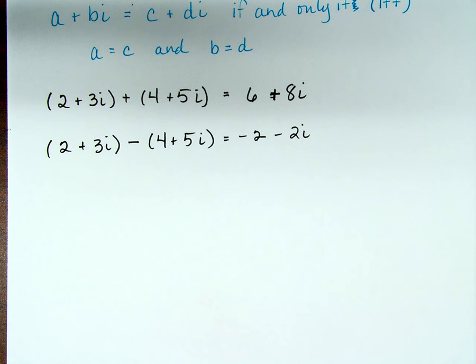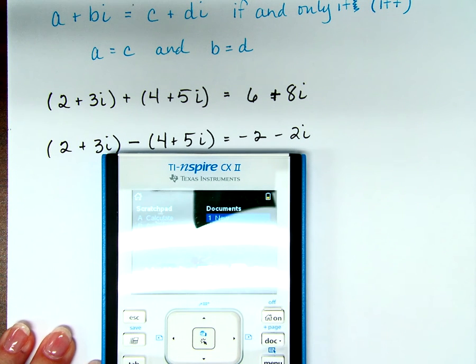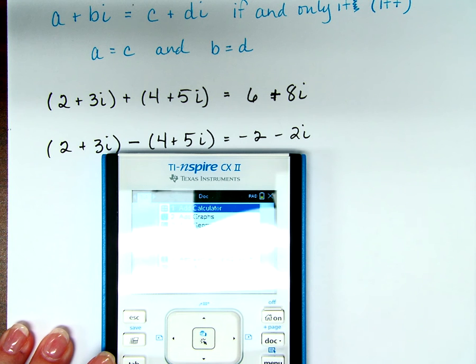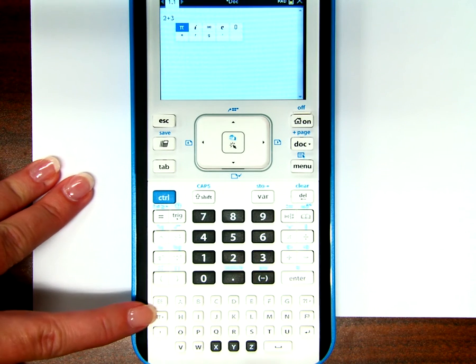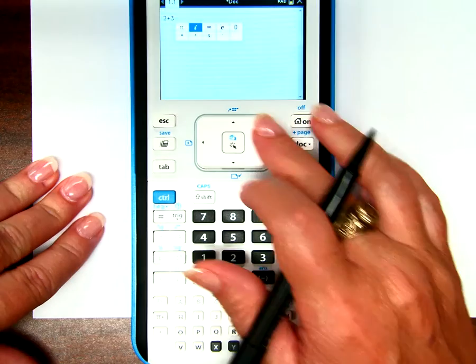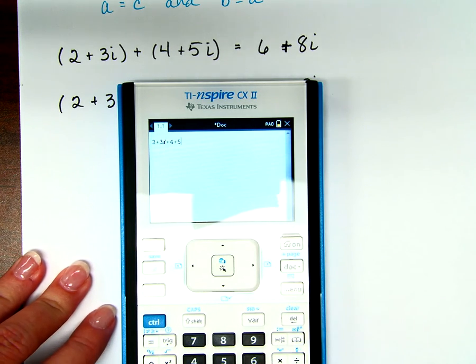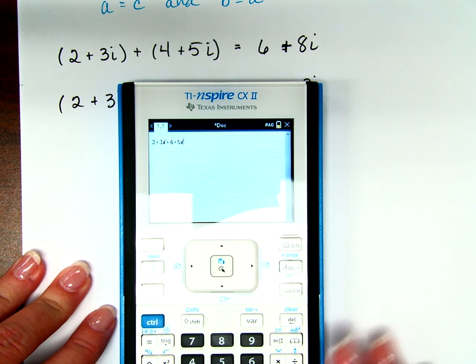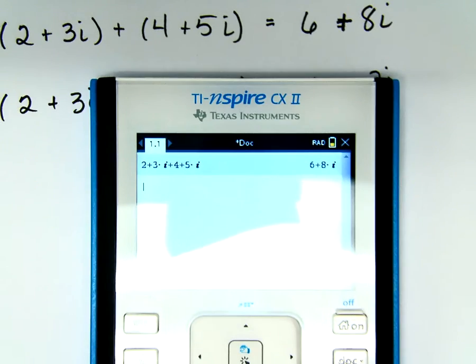How do you feel about adding and subtracting complex numbers? Feel okay about that? Do you remember that if your calculator is in the right mode, you can actually add them on your calculator? Menu, new, no, I don't want to save the old one. 2 plus 3i. Remember, I don't use the i here at the bottom. I use the i that's under the pi key right here. Plus 4 plus 5i. See that it worked?